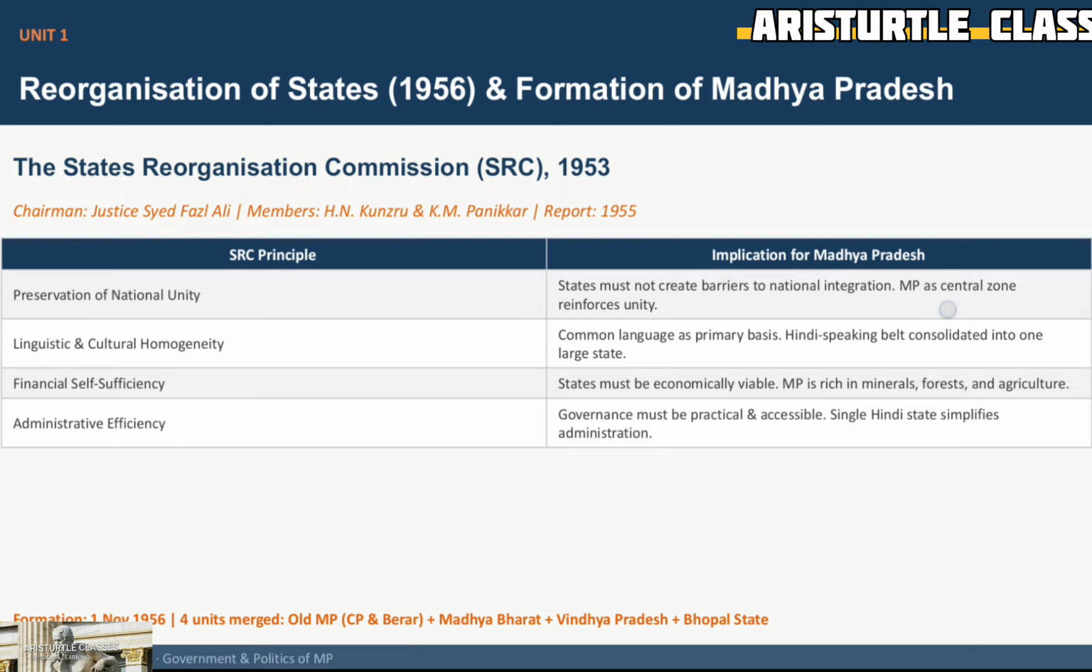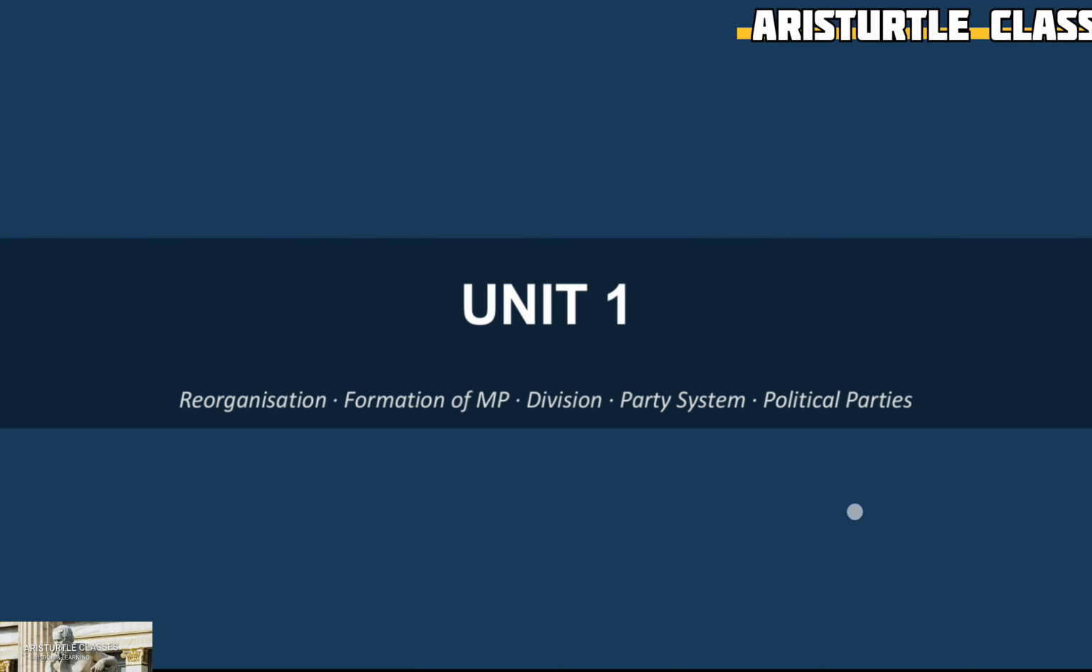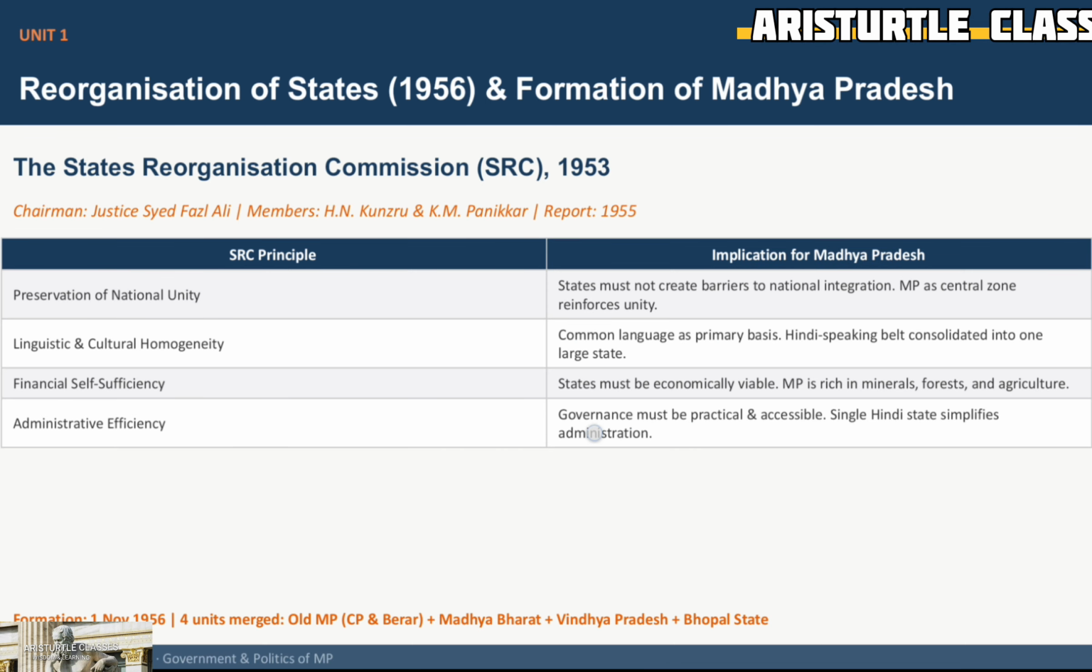States must not create barriers. And MP being in the central part of the country, it was showing the factor of unity here. Then the state must be economically viable. So MP was mineral rich. MP has an enormous amount of forest reserve and agriculture. So this was one of the bases of formation of MP. Also, the governance must be practical and accessible. So if in MP the major language of communication remains Hindi, then the administration becomes easy.